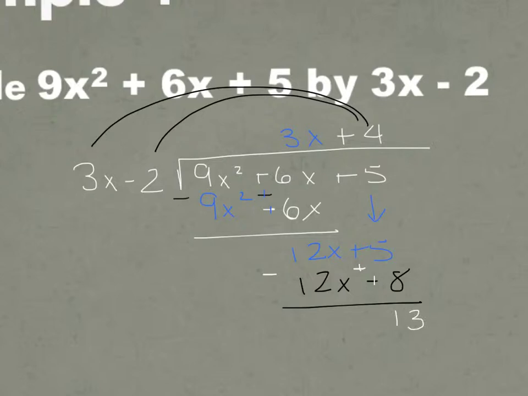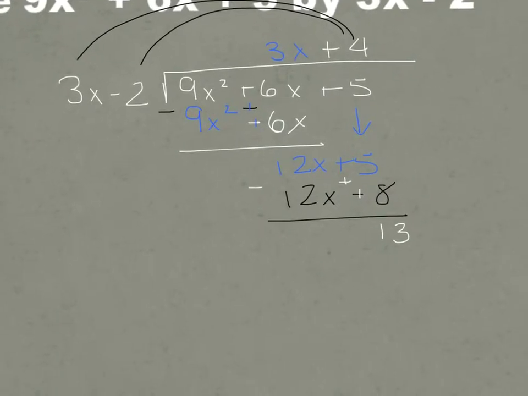That's my remainder. So when I have this, this is my actual solution with a remainder of 13, and this is how we're going to express it. 3x plus 4 plus whatever our remainder is, 13 over what we were dividing by, 3x minus 2.